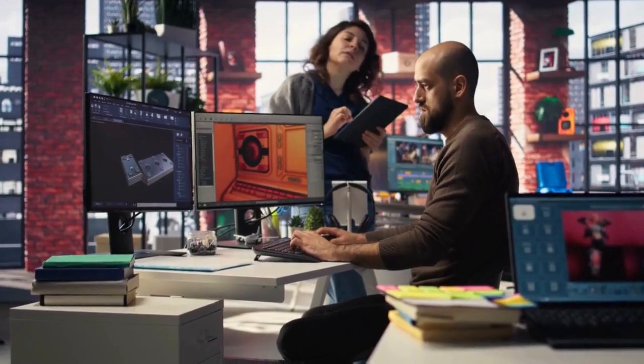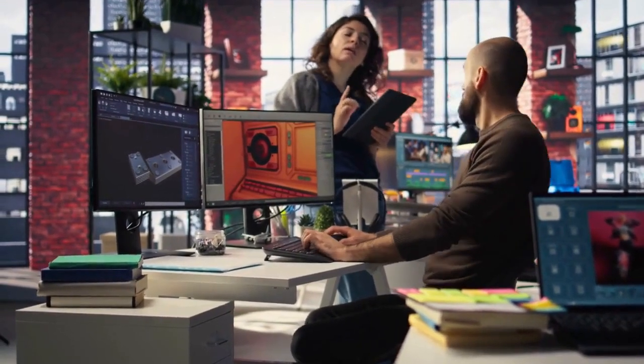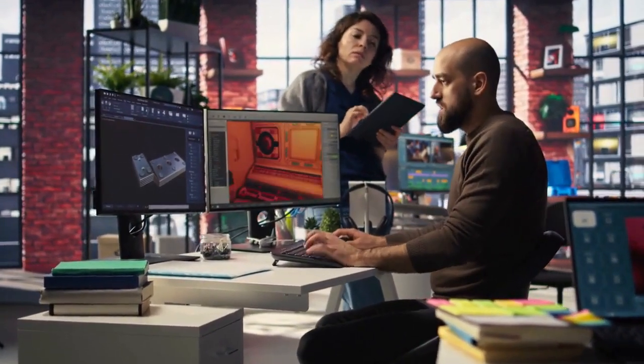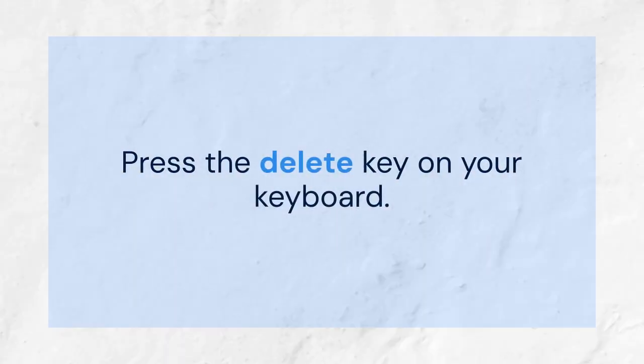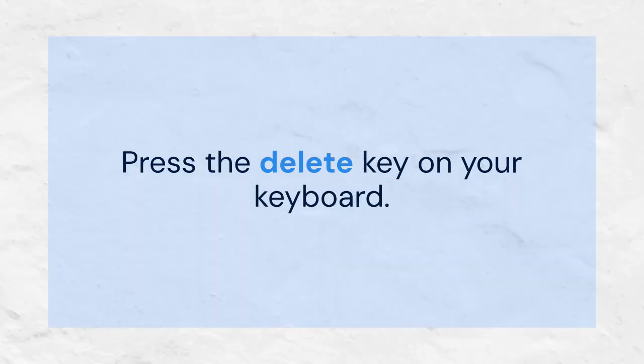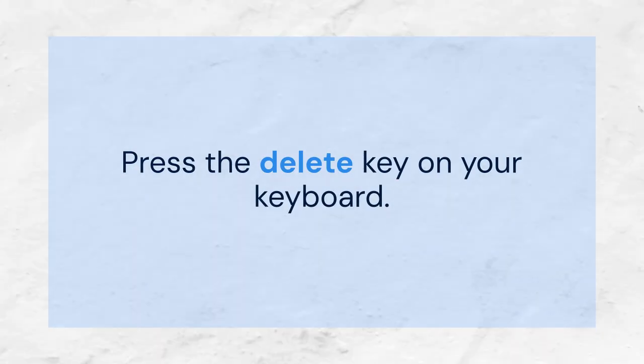Now that your landscape actor is selected, you have two very easy ways to delete it from your project. The absolute fastest method is to simply press the delete key on your keyboard. Just one single press, and the landscape will be gone.